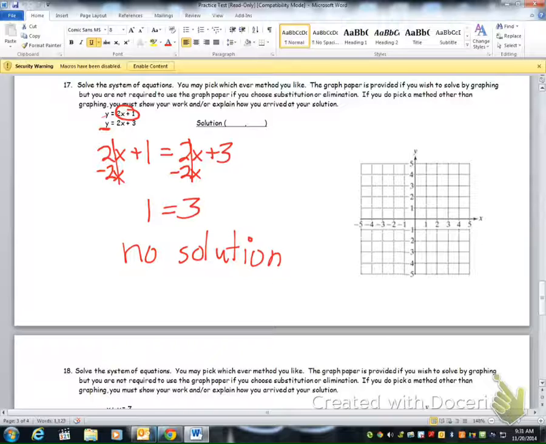We'd have variables on both sides. And if the variables go away and you're left with a statement that has two numbers that are not equal to each other, then obviously that's never going to be true, so it has no solution. Yes? Will there be a question like that on the test? Very possibly.